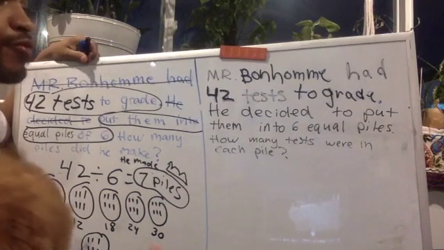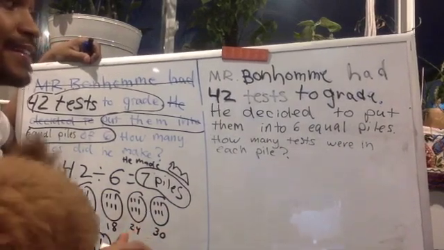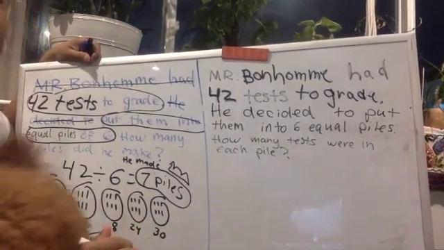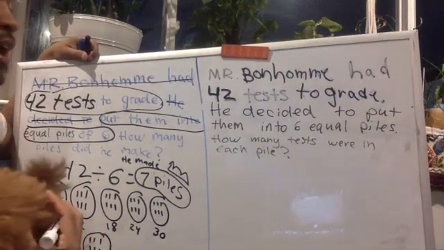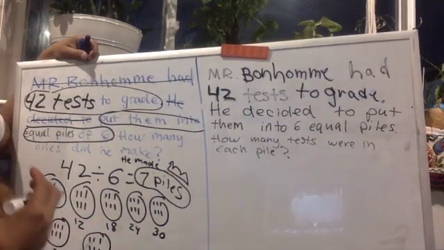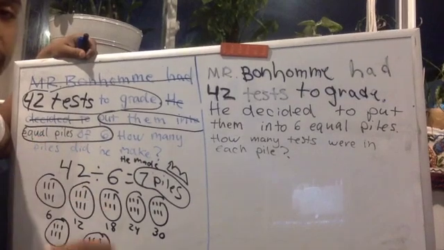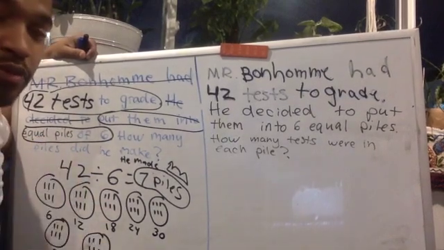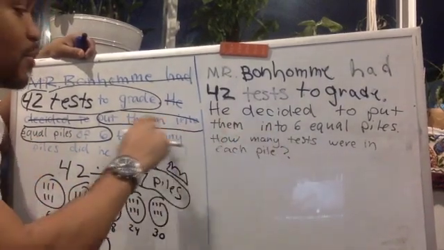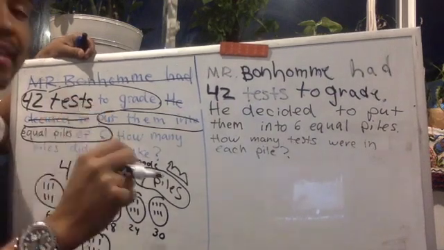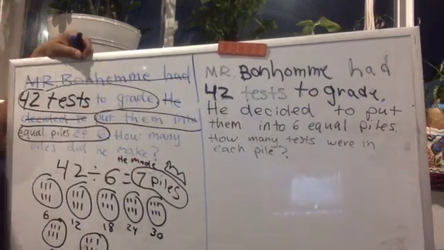Mr. Bonhomme had 42 tests to grade. He decided to put them into 6 equal piles. How many tests were in each pile? You can pause the video real quick. Think about what you notice is similar and what's different between these stories.